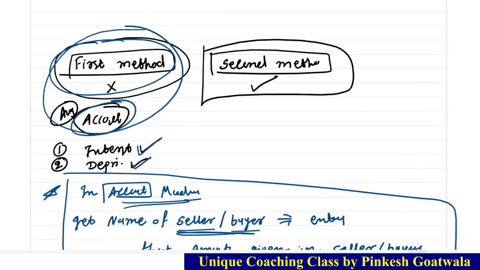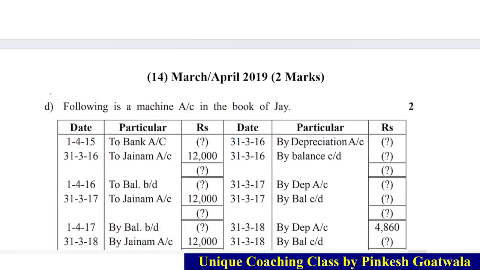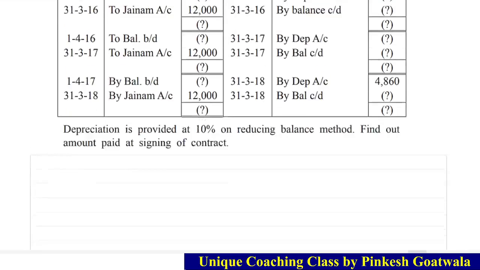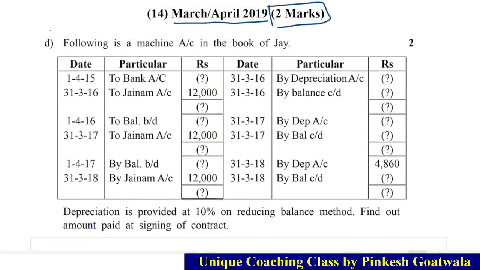Now let's see two short sums which have been asked in university exams. The same point as we solved in the previous sum. March April 2019, it was for 2 marks. And then we are going to solve October November 2019, the sum for 2 marks. Both sums are the same, the same sum was asked, just the amount has been changed.